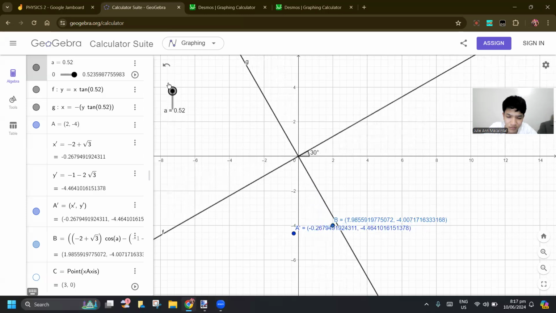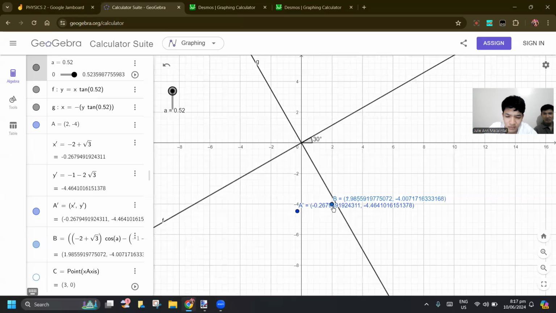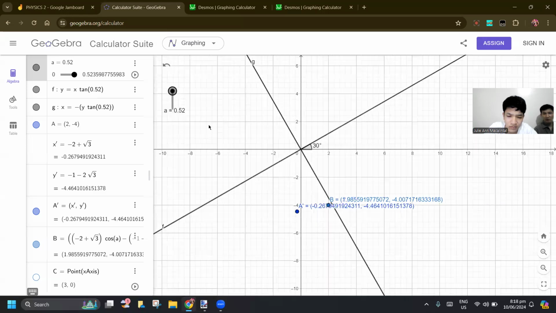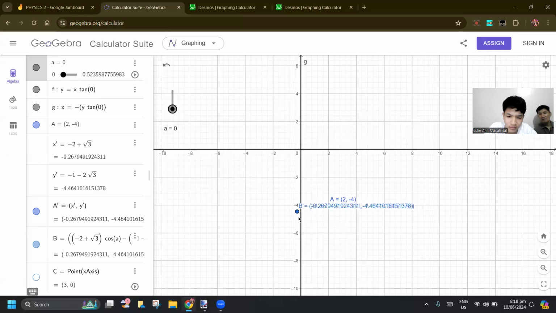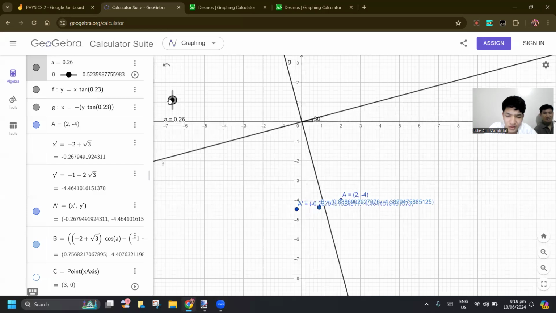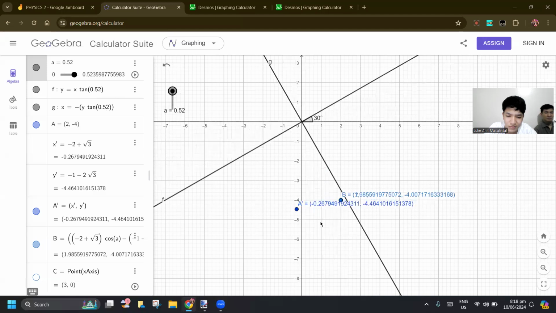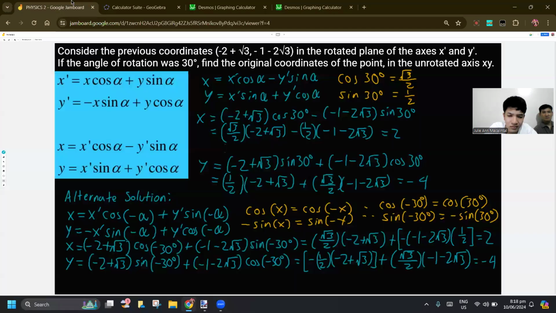So the x prime and y prime coordinates will be the one at A there. And yes, they will be the new 2, -4. So this is for the rotation of the axis only.